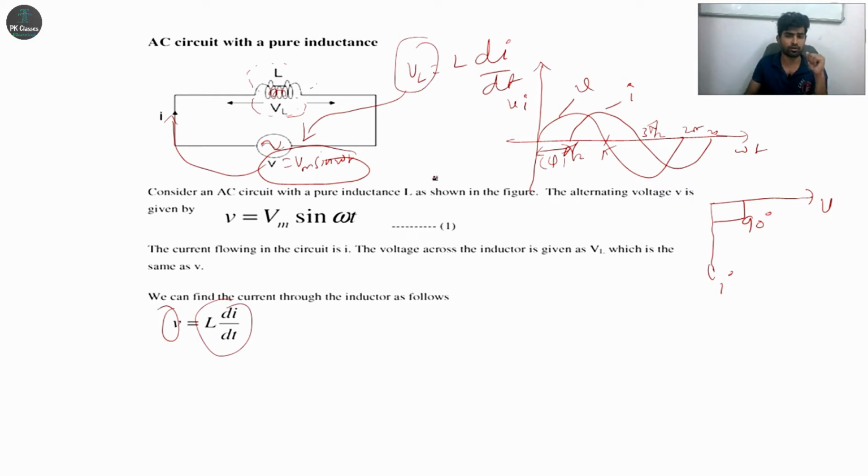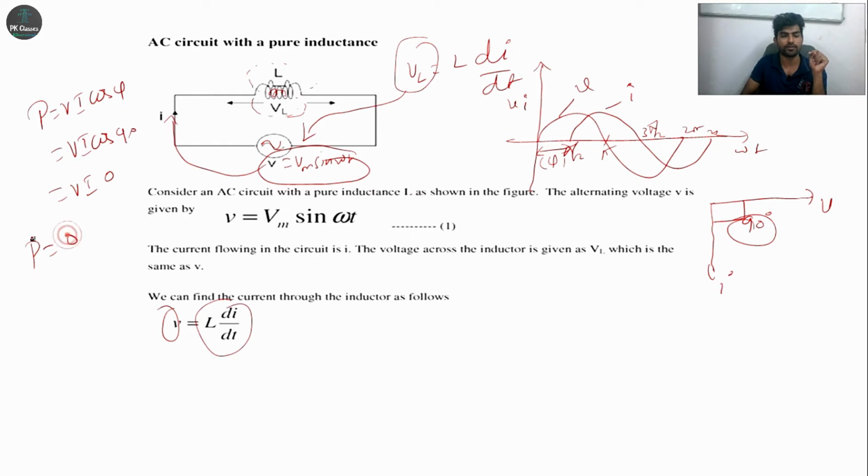I'll be giving one clue over here. Power is equal to VI cos phi, right? The AC equation. So phi is equal to what? 90 degrees. So I'll substitute over here: VI cos 90. So we'll get VI into 0. So we'll get power is equal to 0. The pure inductance does not consume any power.